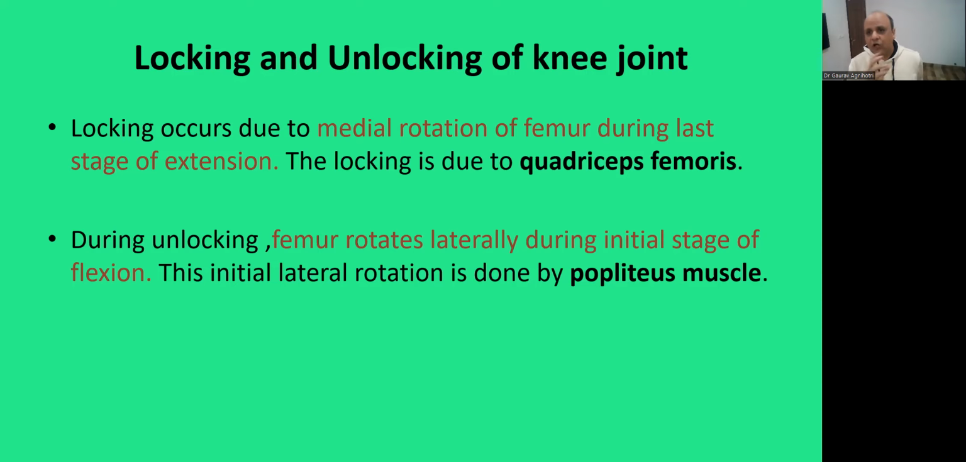So during unlocking of knee joint, the femur rotates laterally during initial stage of flexion, because what was done in the last part of extension has to be undone. So during the early stage of flexion, the popliteus rotates femur laterally on the tibia. And this initial lateral rotation which is done by popliteus muscle, that is why popliteus muscle is called the unlocking muscle of knee joint.